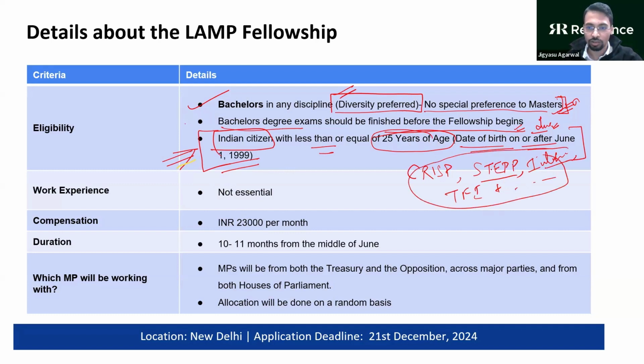So don't get disheartened. This one does not demand any work experience, while that one demands 2 years of experience. We keep on sharing all these opportunities on all our social media handles, so do follow us there and keep checking this information.